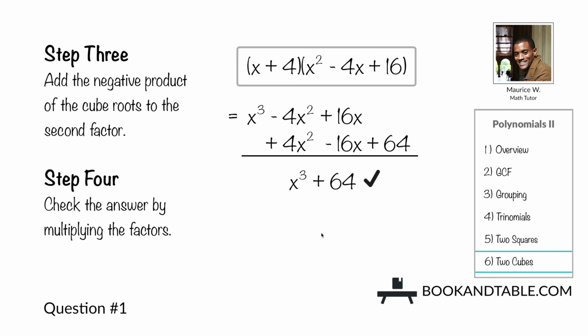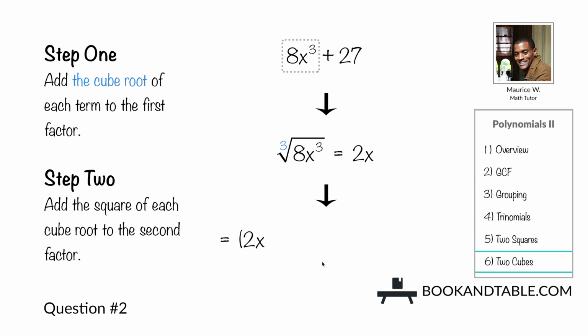So that is the answer to question number 1. Let's now have a look at question number 2. We were given 8x cubed plus 27. Step 1, add the cube root of each term to the first factor.